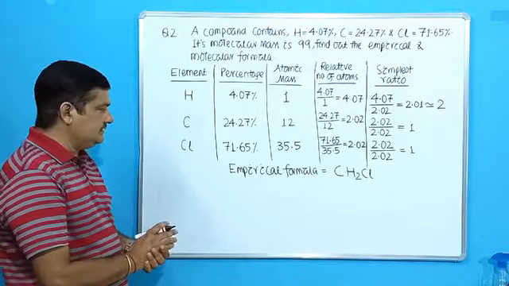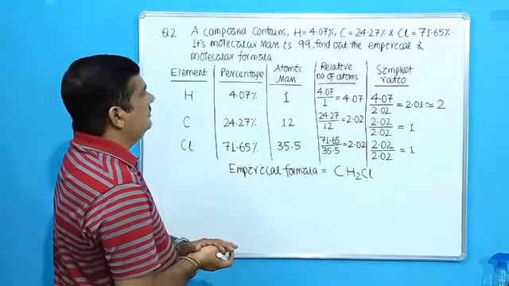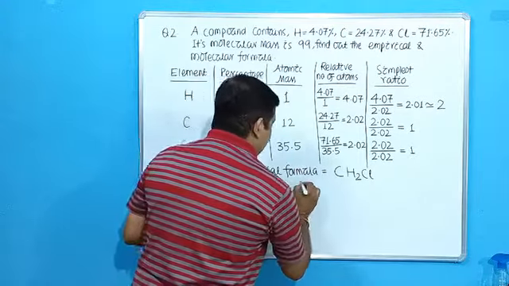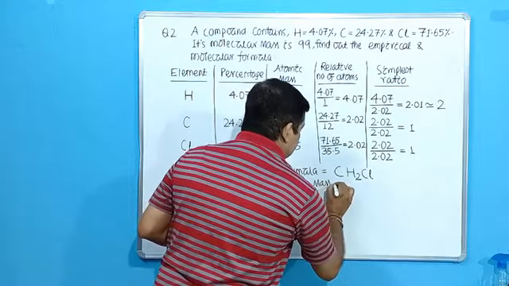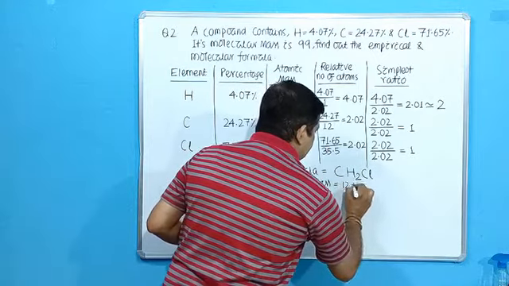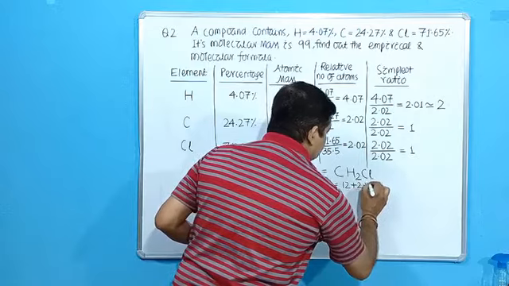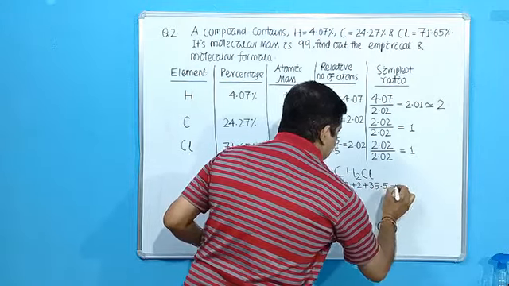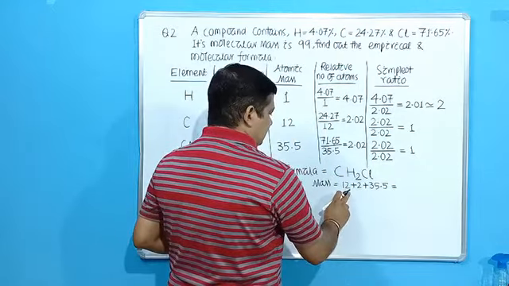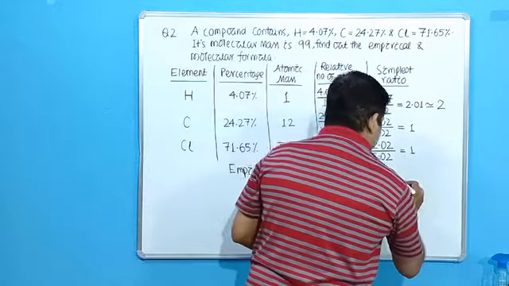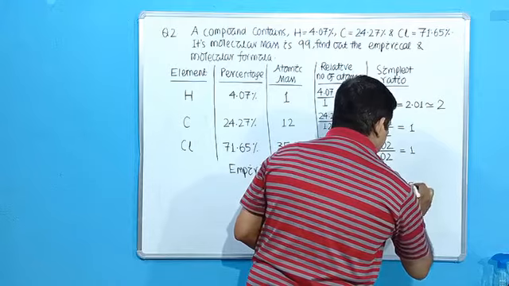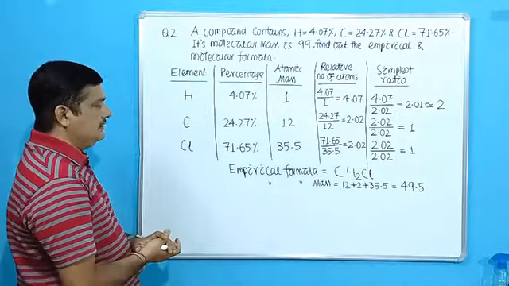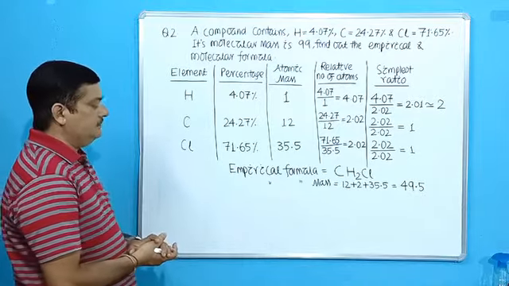Same process as I said, then we have to find out the molecular formula. For that we have to calculate the empirical formula mass. Carbon 12, hydrogen 2 atoms so 2, plus chlorine 35.5. That will be 37, 39, 49.5. So the empirical formula mass of the given compound will be 49.5.